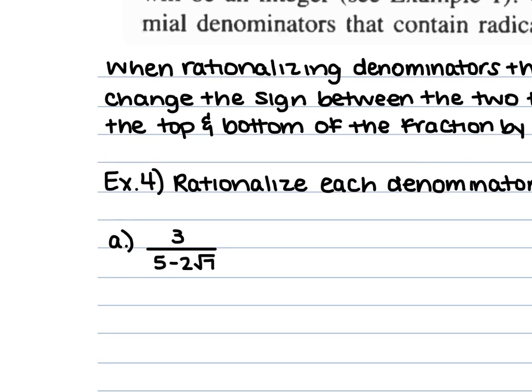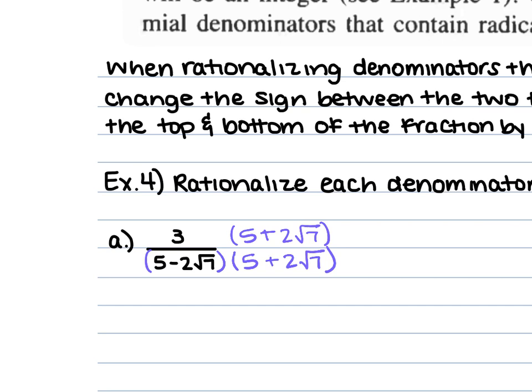So if we look at example A, we have 3 over 5 minus 2 square root 7. For the conjugate, we're going to put parentheses around this 5 minus 2 square root 7. The conjugate is literally keep the terms, so 5 and 2 square root 7, and change the sign between them. So it's going to be 5 plus 2 square root 7. What we multiply to the bottom, we do to the top. So top and bottom get multiplied by 5 plus 2 square root 7.